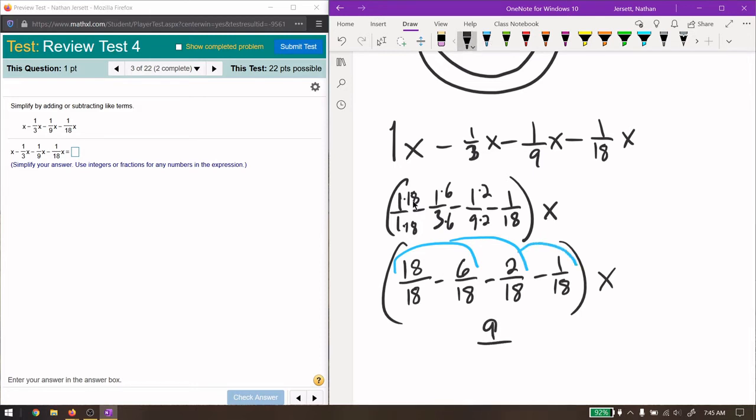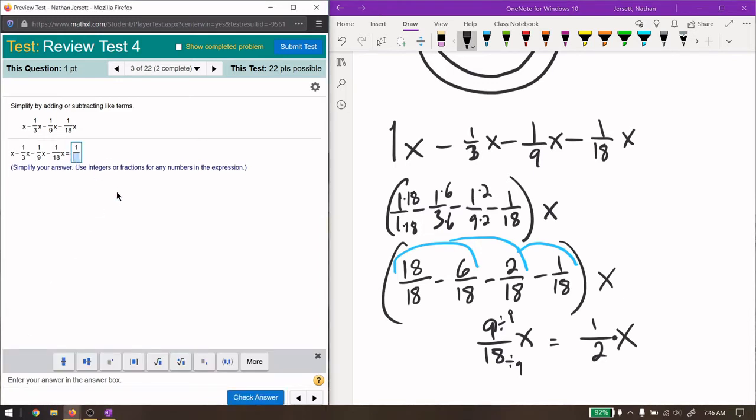So we have 9/18 x. 9/18 can be reduced by 9. And that gives us 1 over 2 x. And this is 1 over 2 times x. X is not in the denominator. It's actually in the numerator, but it's 1 over 2 times x. That's correct.